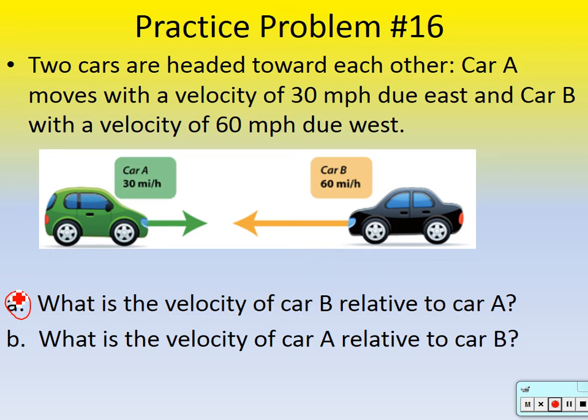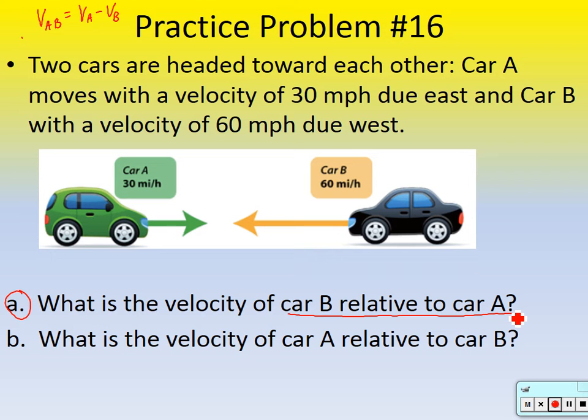So it does matter how you define this motion. Okay, so I want to go through this with you slowly. Please pay attention. We're going to use that equation. What's the relative velocity equation again, guys? Let's write it down. Velocity of A relative to B is equal to what? Velocity A minus velocity B. Good job. Okay, we're going to use that to solve this problem. So let's do A first. It says, what is the velocity of car B relative to A?